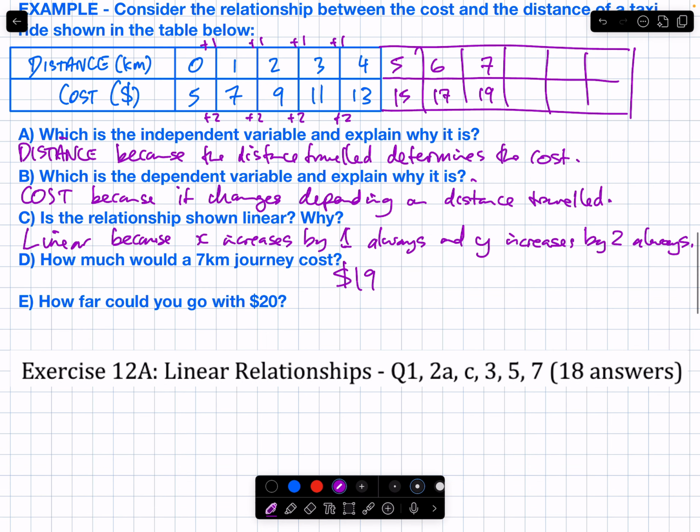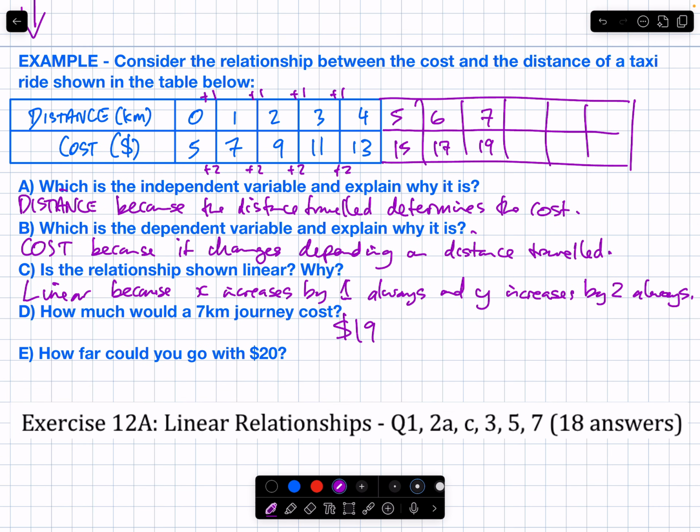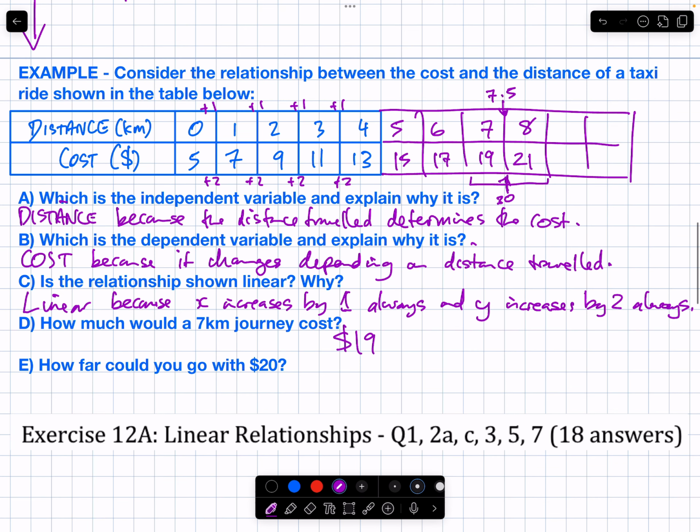How far could you go with $20? I don't have 20 in there, so let's extend it. 8 is going to be 21. So unfortunately still, I don't have 20, but I can use logic and reason to work that out because halfway between 19 and 21 is going to be 20. Therefore, halfway between 7 and 8 is going to be 7.5. How far could you go with $20? Oh, I stuffed it up again for this video. 7.5 kilometers.